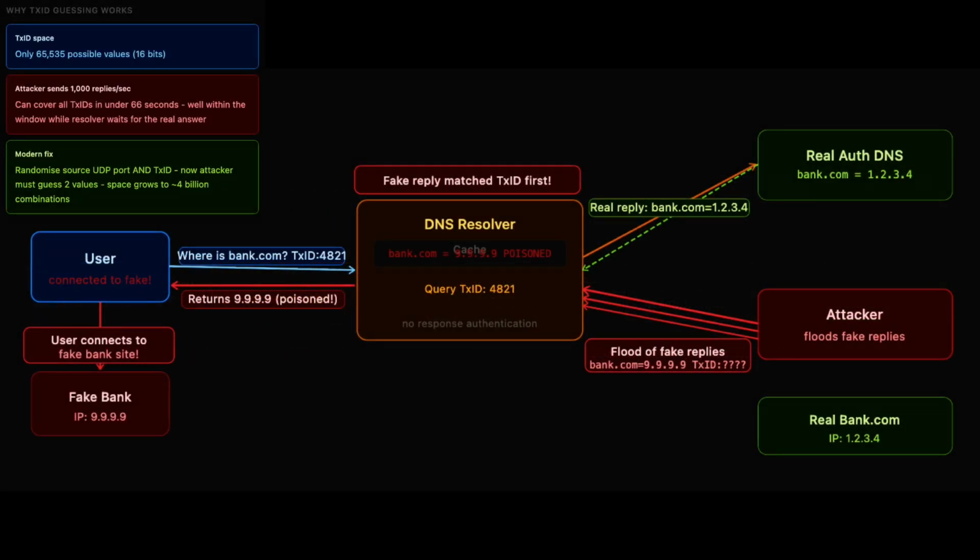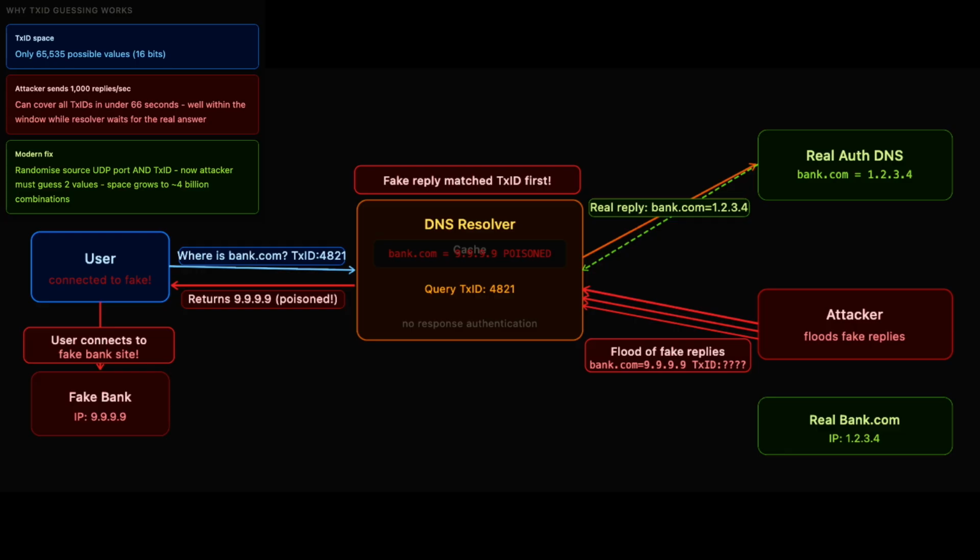Every DNS query is tagged with a transaction ID, which is a 16-bit number. 16-bit can cover 65,535 IDs. The resolver only accepts a response if the transaction ID matches the outstanding query. The classic attack floods the resolver with thousands of forged responses, each guessing a different transaction ID.